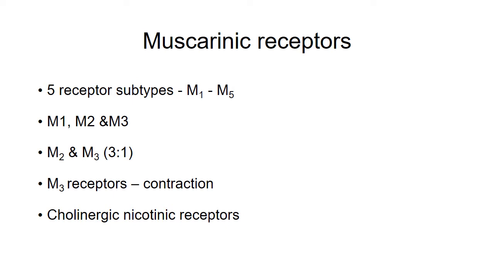So, in spinal cord injury patients, there is a shift of predominance from M2 to M3 and this produces uninhibited bladder contraction. There are also cholinergic nicotinic receptors primarily located in the external sphincter.